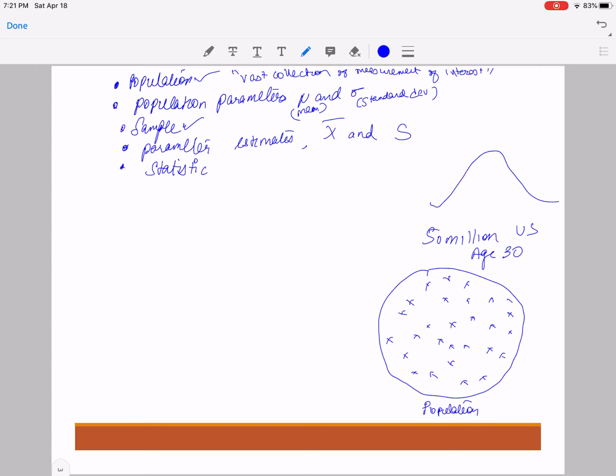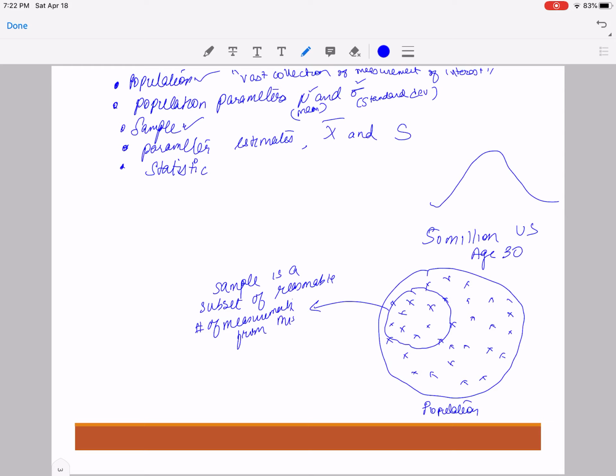But instead, what I can do is I can create a small subset of individuals from this entire population and use this small subset to guesstimate the population parameters mu and standard deviation sigma. So the small subset that I consider in this population is defined as the sample. So this sample is a subset of a reasonable number of measurements from this population.